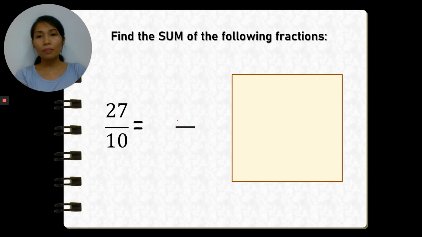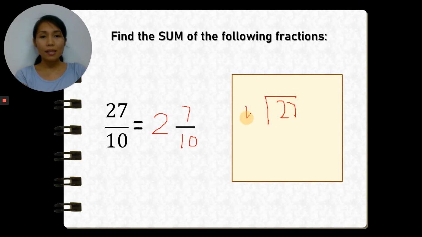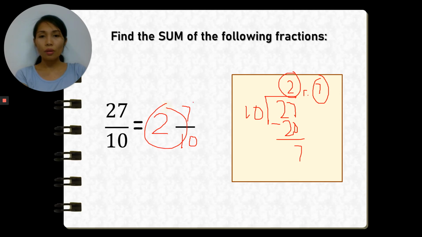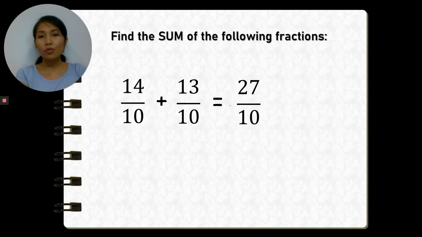We already answered this one a while ago. So the answer in here is, how many tens are there in 27? There are 2 tens and 7 as numerator, and then copy the denominator 10, right? 27 divided by 10 is 2. 2 times 10 is 20. 27 minus 20 is 7. So it's 2 remainder 7. So this is the whole number and this is your numerator. Whole number and the numerator. Now let's try another one.